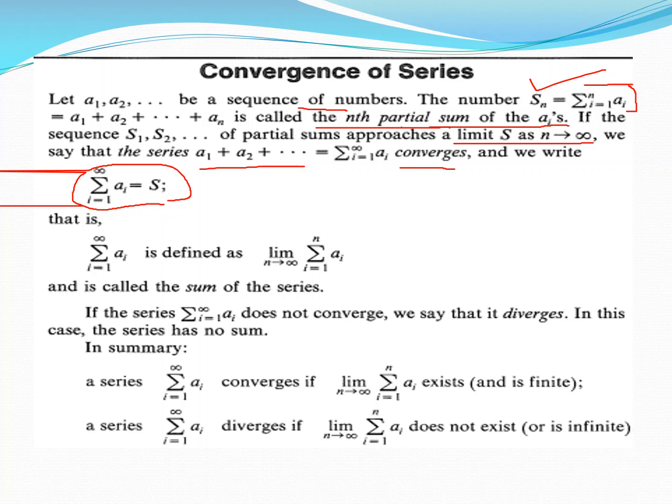that S is defined as the limit as n approaches infinity of the summation of an, and is called the sum of the series. This is called the sum of the series. If the series does not converge, we say that it diverges. In this case, the series has no sum. Definitely, we will not be able to find the sum of the series.